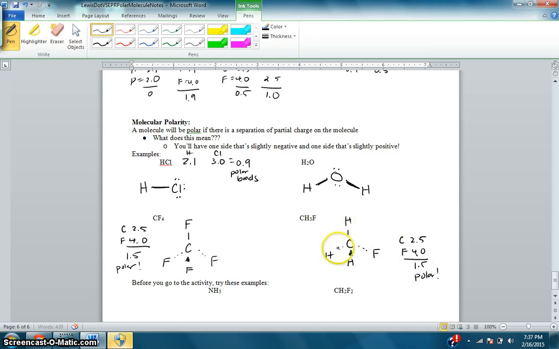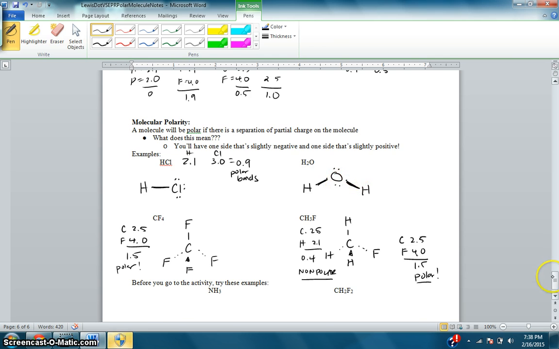So now I want to look at my C to my H's. My C is 2.5. And I know over here my H is a 2.1, so that's only a difference of 0.4. So that means all these C to H bonds are nonpolar. So it is possible in one compound to have both polar and nonpolar bonds. On your worksheet, you'll see there's a column to identify whether the bonds are polar or nonpolar. So it is possible for you to have both types in one compound.